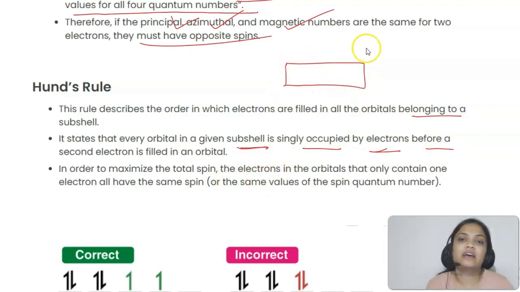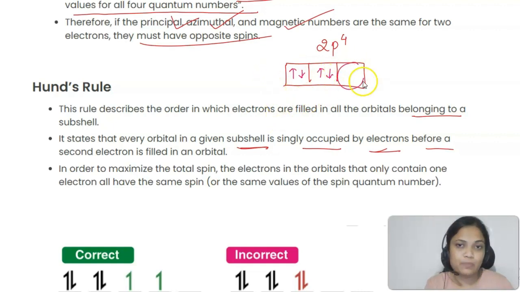Let's say I have a p subshell and I have to fill electrons in it. Let's say I am having 4. It will be easily understood with 4. So let's say I'm filling 4 electrons in it. How are you going to fill 4 electrons? Will you do it like this? 1, 2, 3, 4. In that case, one orbital remains empty.